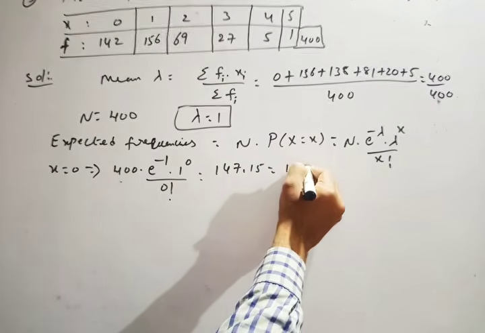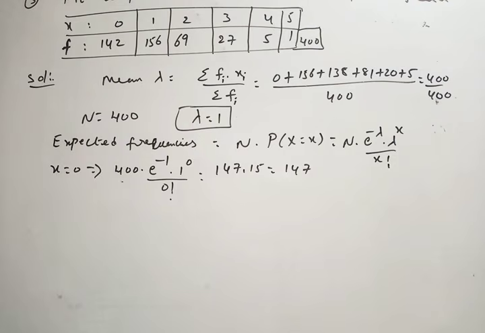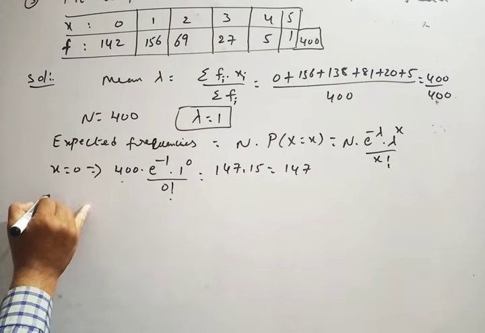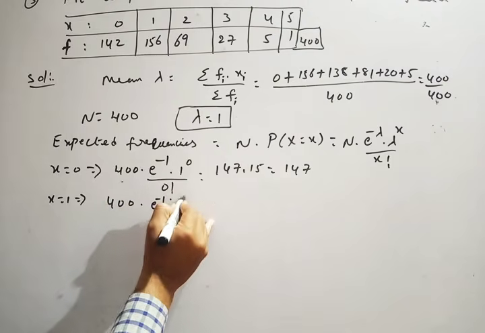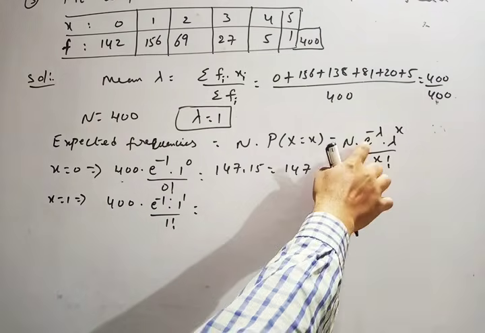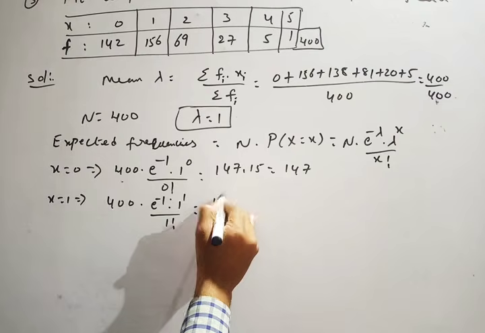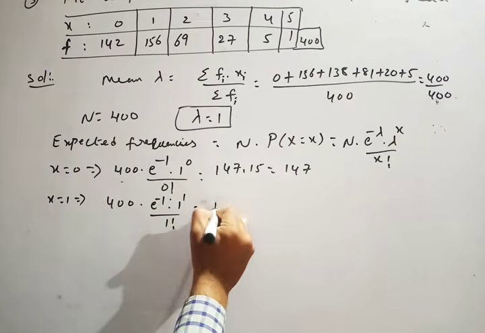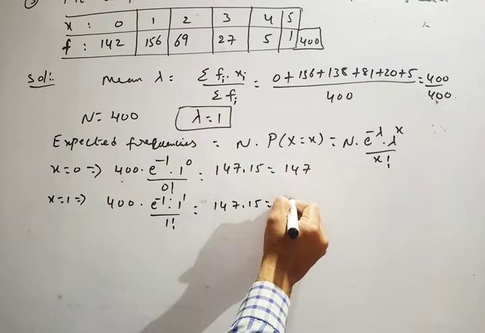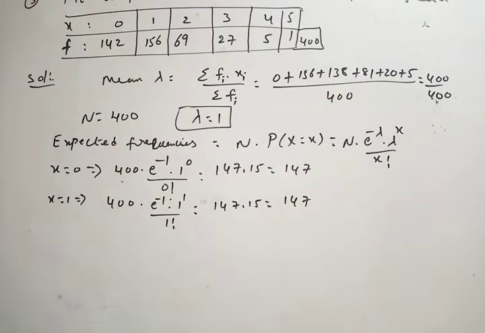147.15, so it is approximately 147 only. Correct. Next, for x is equal to 1: 400 into e power minus 1, 1 power 1 by 1 factorial. Substitute in this formula. For this case also I am getting 1 power 1 is 1 only, so the same value 147.15 will give you 147 only.